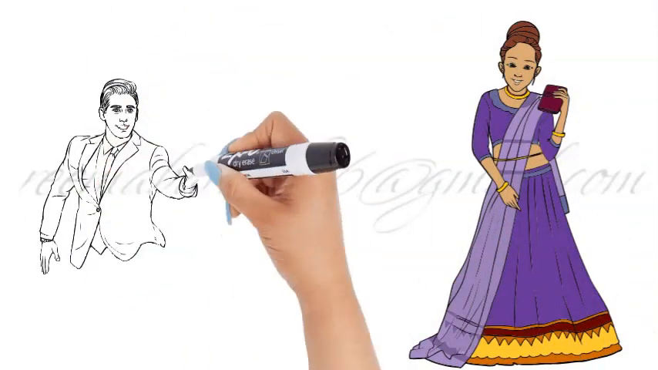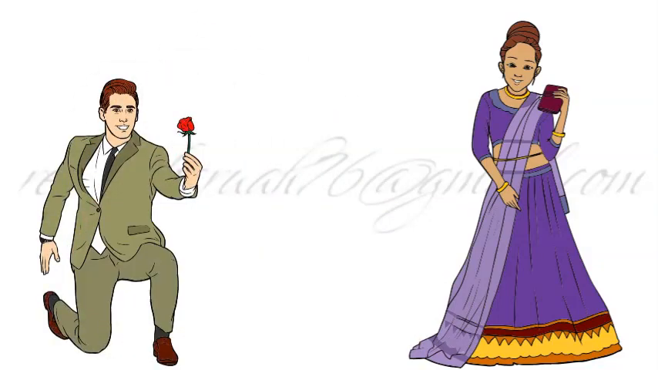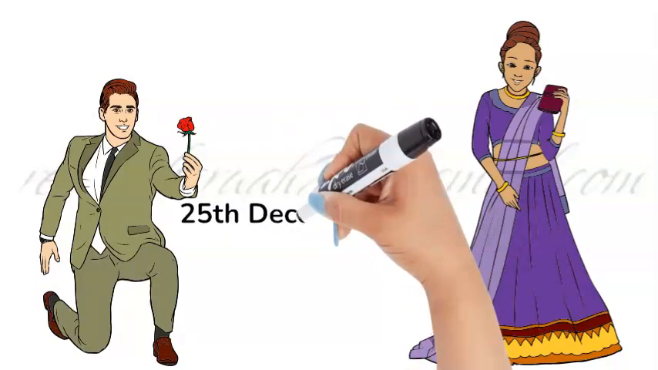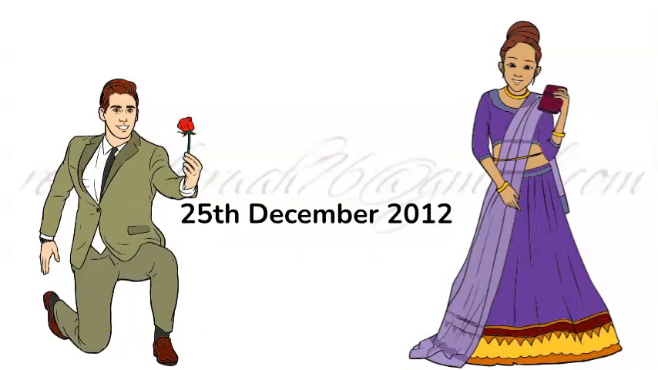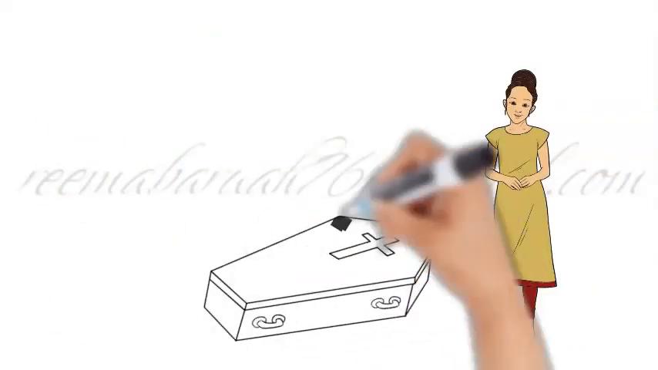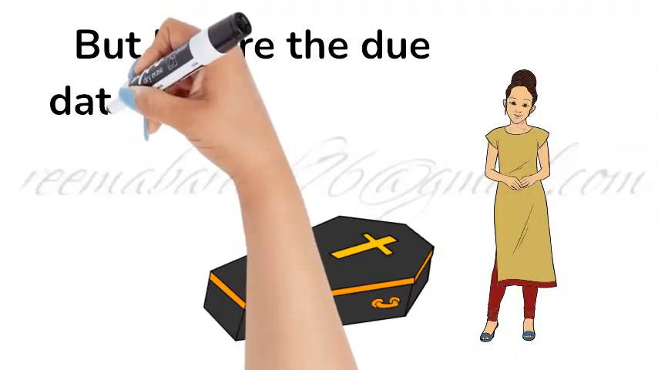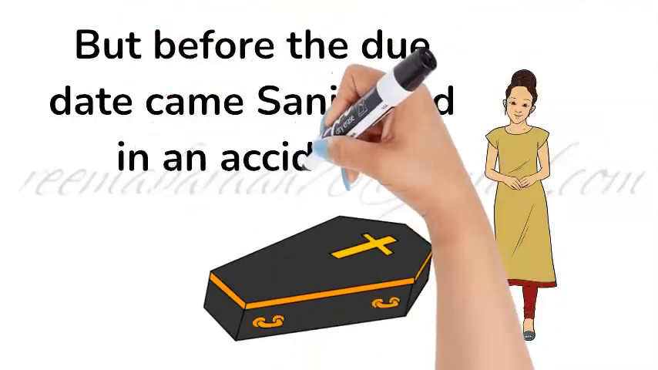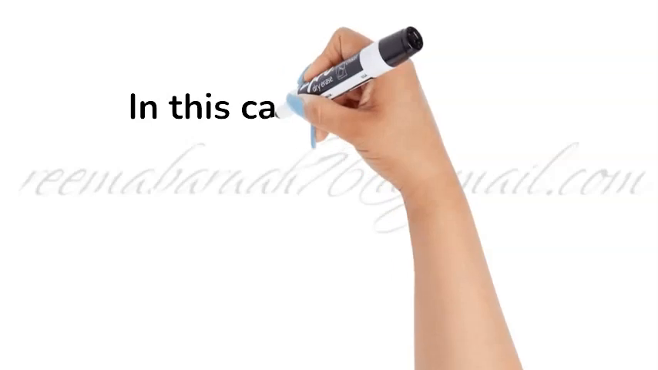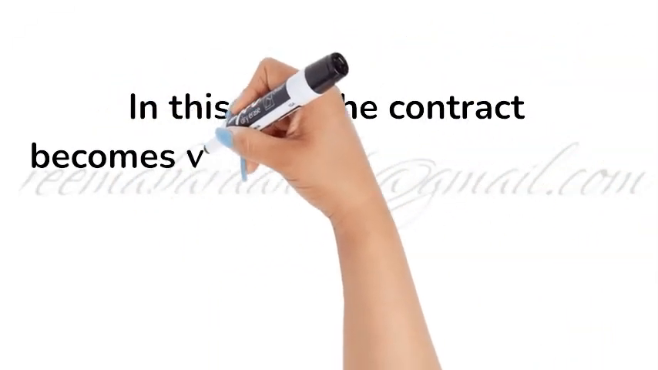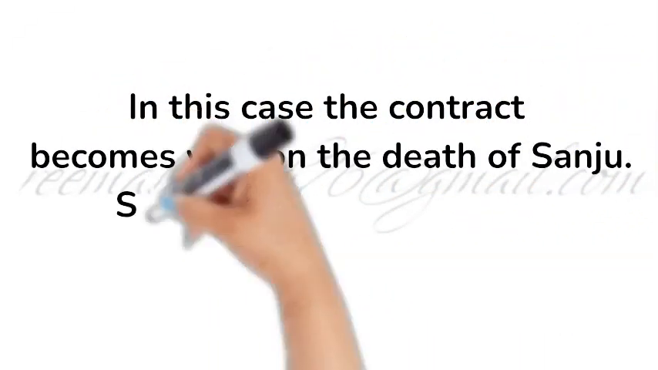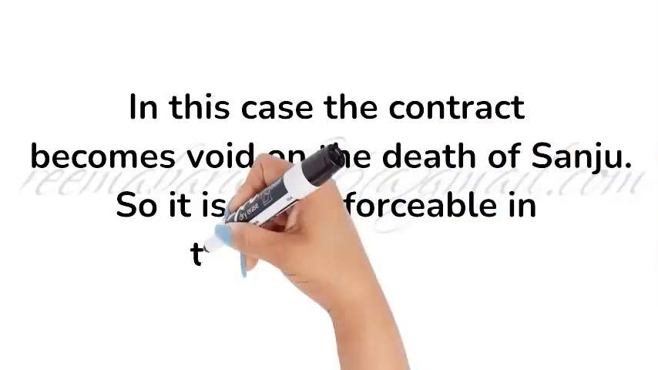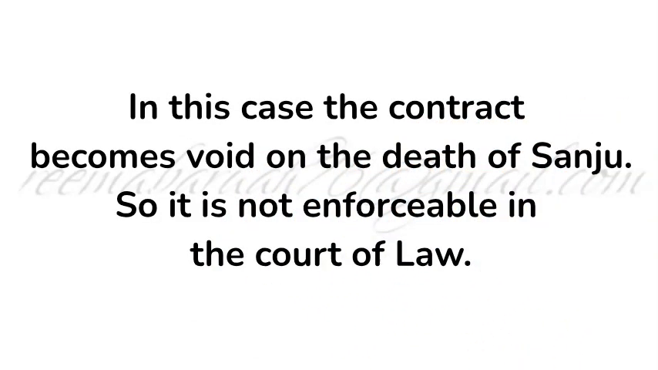Sanju and Madhu promised to marry each other. They had an agreement that they would marry on 25th December 2012. But before the due date came, Sanju died in an accident. In this case, the contract becomes void on the death of Sanju. So it is not enforceable in the court of law.